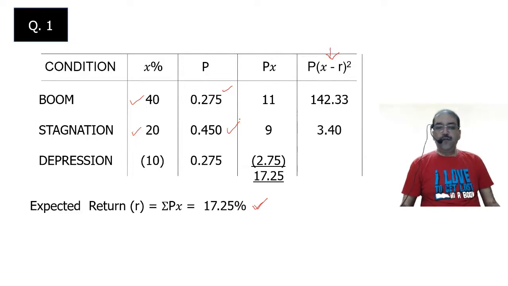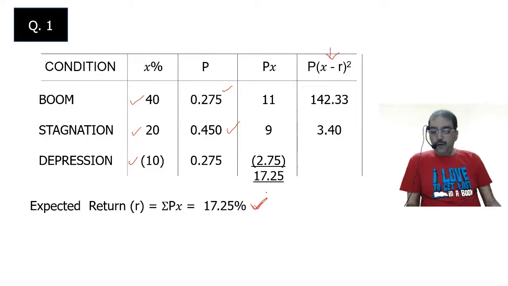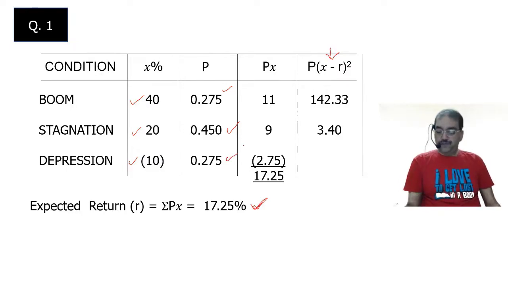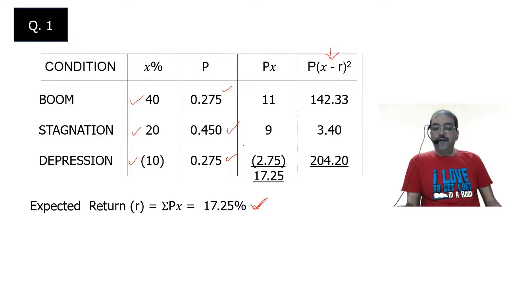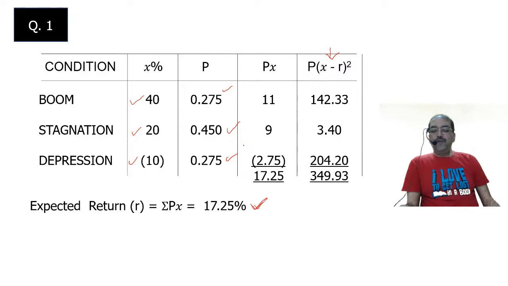We'll get 3.4. Then minus 10. Be careful with this now. It is minus 10 minus 17.25. But when you square, you will get a positive number. Multiplied by 0.275, you will get the answer as 204.2. Total of this comes to 349.93.